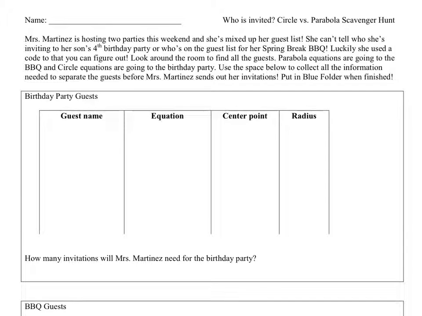You should have been given this paper right here, and your job right now is to get ready to take some notes. We're going to be taking notes on the back of this paper where it says, "Who is invited? Circle versus parabola scavenger hunt." So go ahead and turn this paper over.